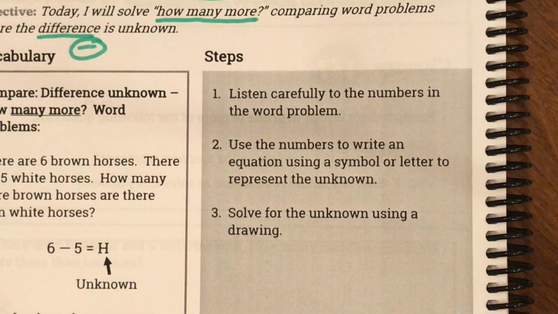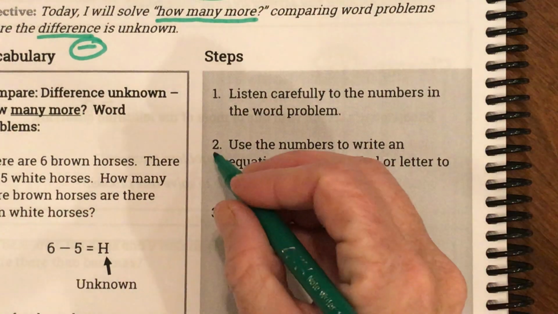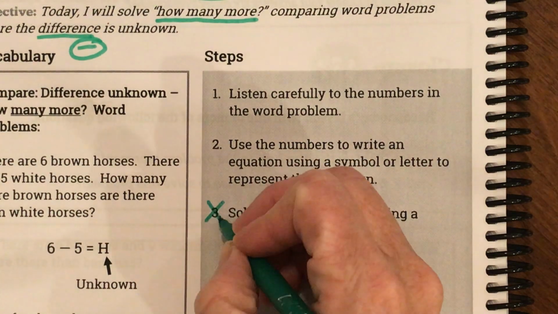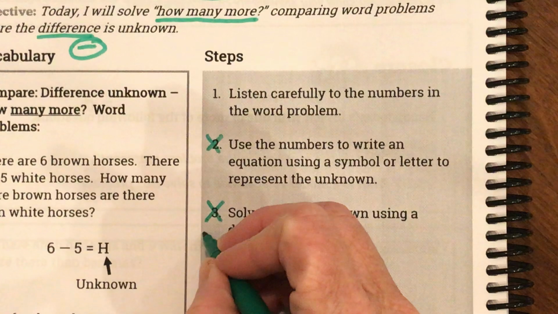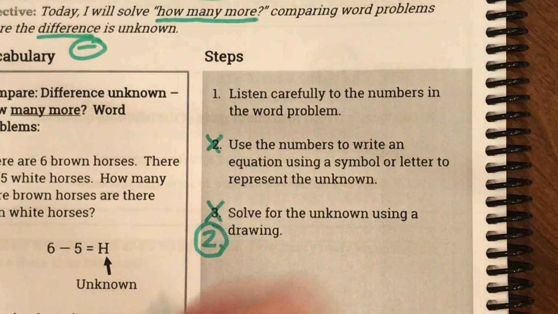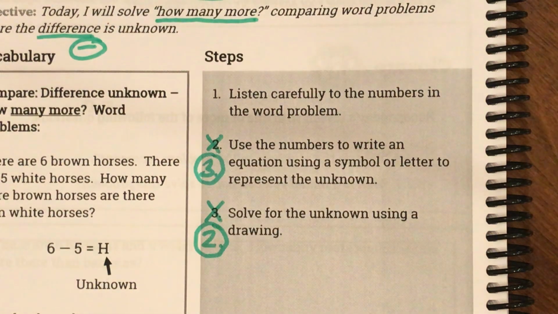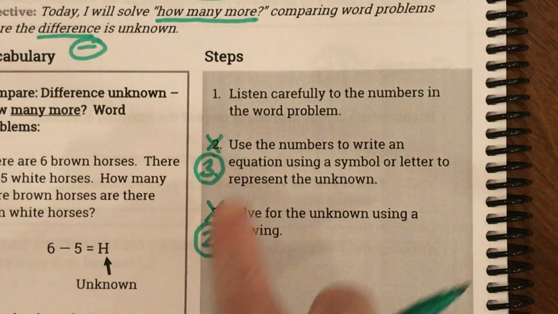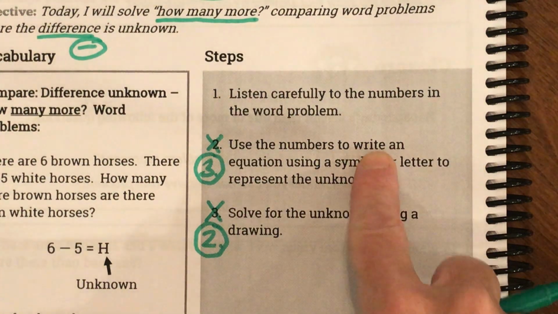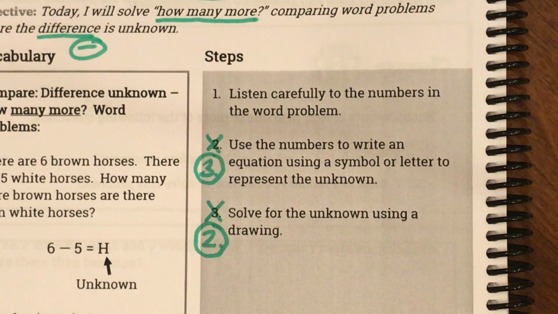Okay, what we're actually going to do, friends, is we're going to switch these. So we're going to do our drawing first, and then we're going to write our equation. So we're going to draw first and then write our equation because that will help us. Okay, so I'm going to show you what I'm going to get started on mine.